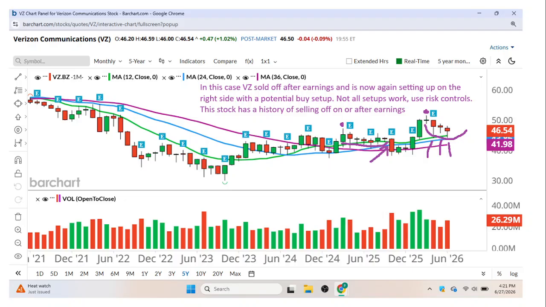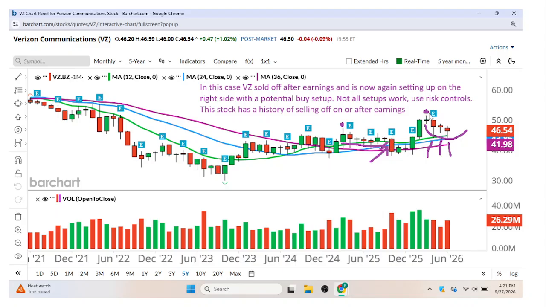Verizon. This was a little bit different case here where, again, in this case, Verizon sold off after earnings. It is now again setting up on the right side with a potential buy setup. Not all setups work. Use risk control, as I said at the time. This stock has a history of selling off on or after earnings. And you can see that here in Verizon, where you get earnings, it sells off. You get earnings, it goes into sell-off. Here's another case of earnings, and it sold off.